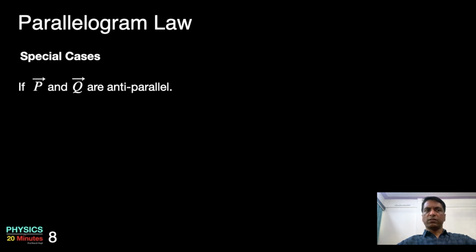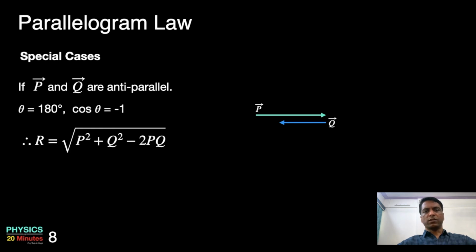Another special case is when P and Q are anti-parallel to each other. So let's say P is pointing towards right while Q is pointing towards left. Where will R be pointing to and how much would be the magnitude? Now since the two vectors are pointing in opposite directions, the angle between them is 180 degrees and cos of 180 is minus 1. So the resultant equation reduces to R is equal to root of P square plus Q square minus 2PQ.